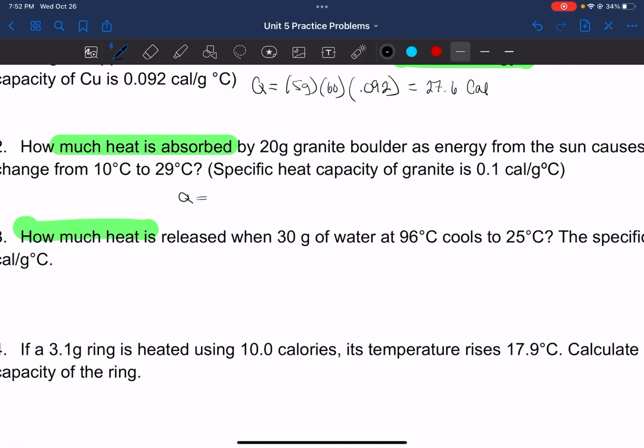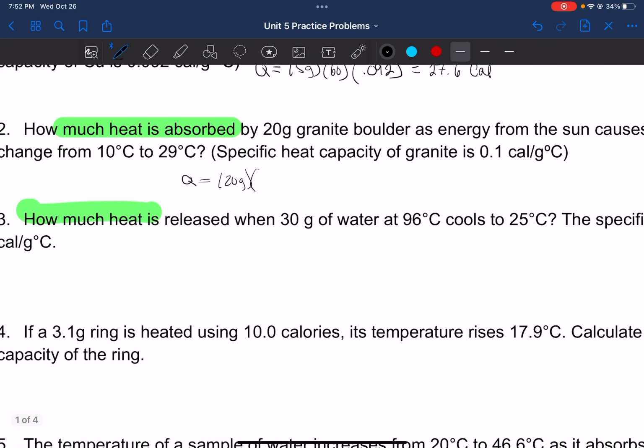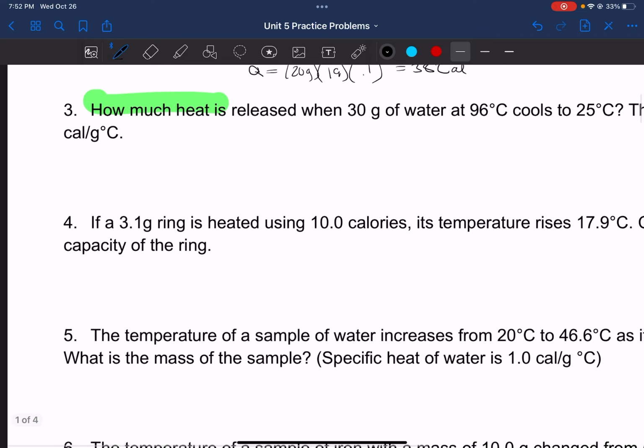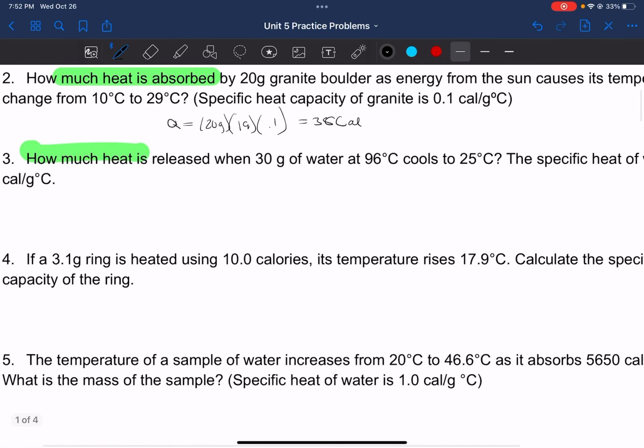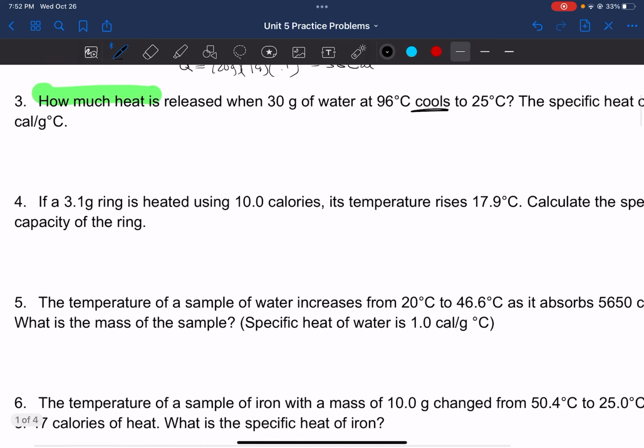It would be Q equals mass, 20 grams, times the temperature change, so 10 to 29. TF would be 29, TI 10, because TI stands for T initial, TF stands for T final, so it would just be 19 times 0.1, which equals 38 calories. For this one, even though it uses the word cools, there's still TI and TF.